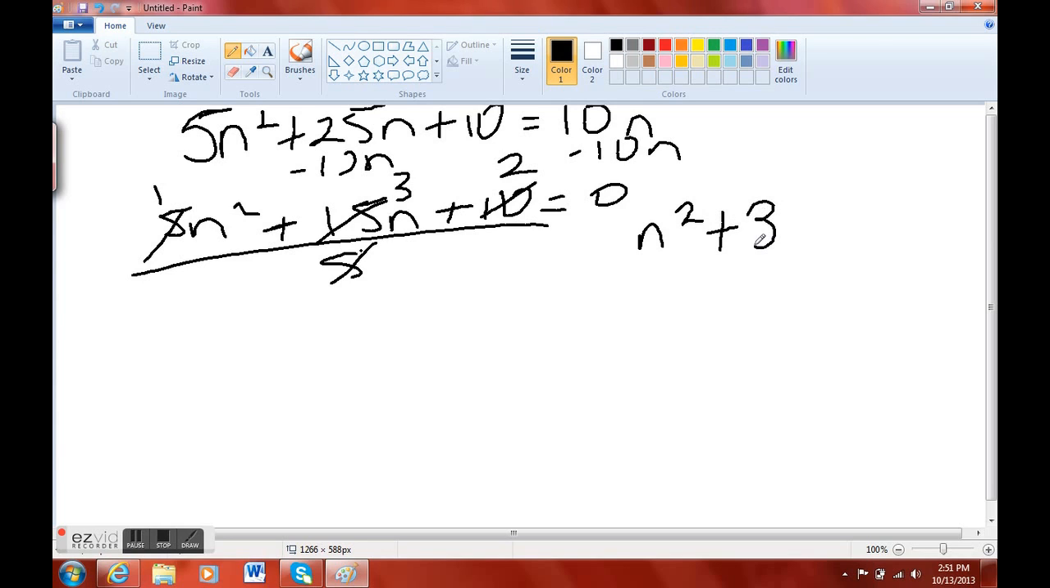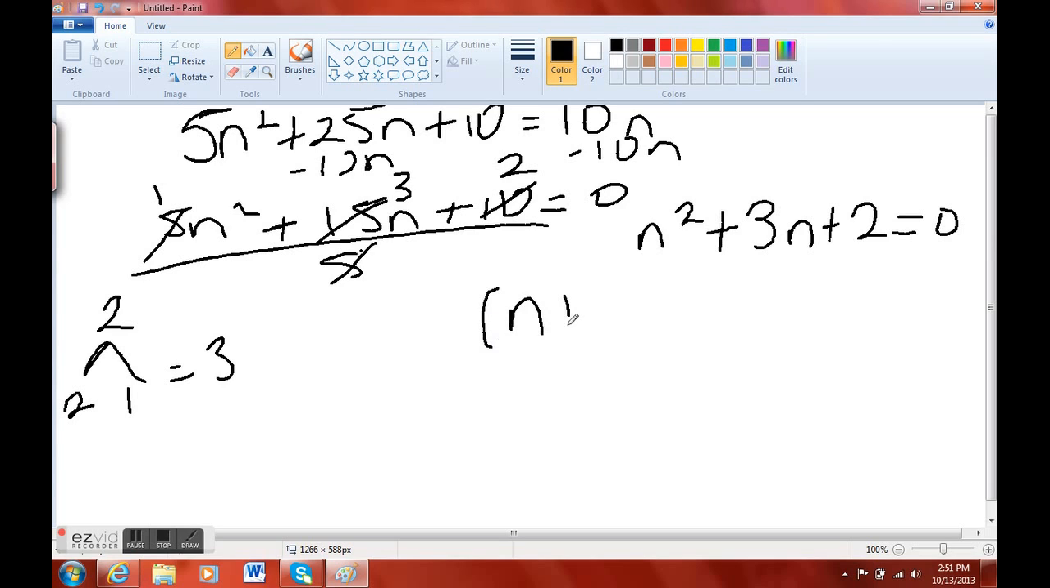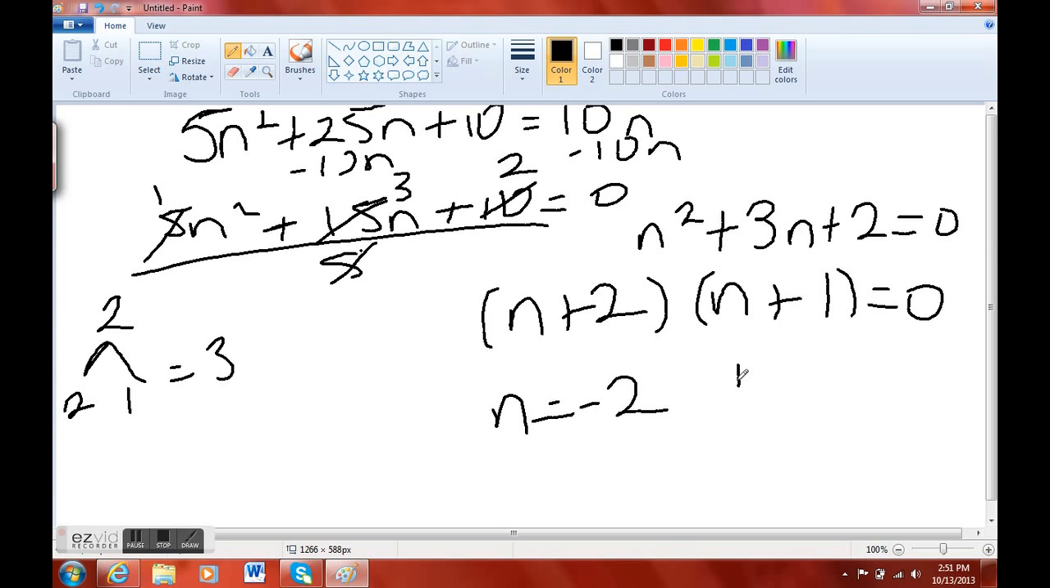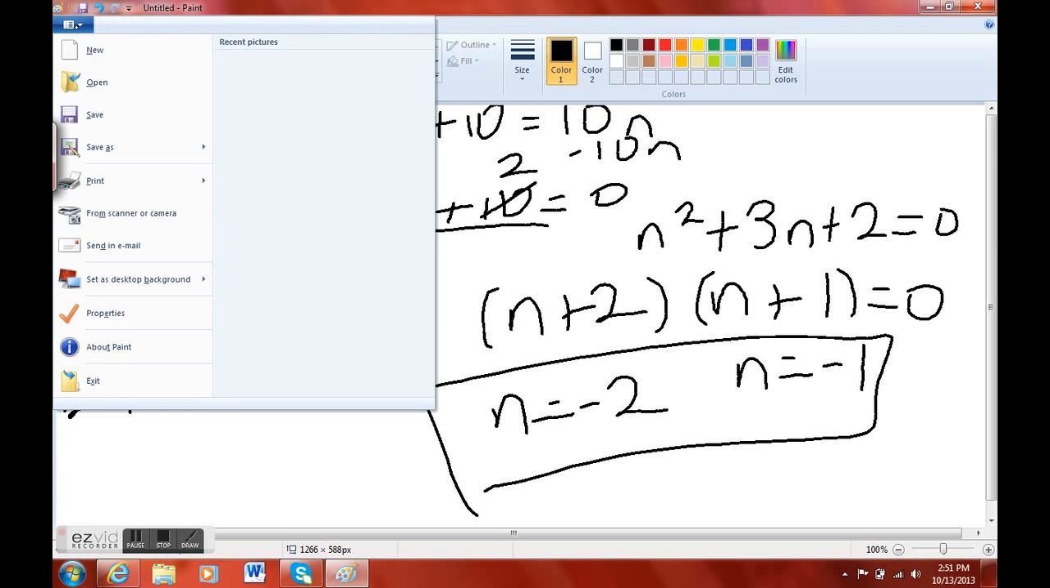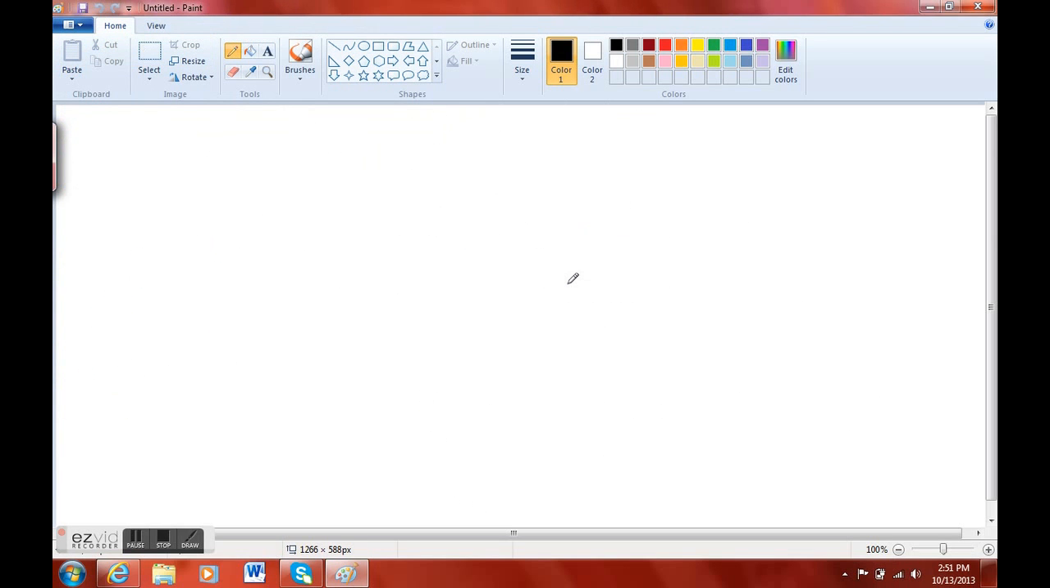Go back to the AC: the two numbers have to multiply to AC and add to give you b. So 2 times 1 is 2, and they add to give you 3. So n plus 2 times n plus 1 equals 0. You separate them and then solve for n. So n is going to be negative 2 and n is going to be negative 1. And that's your answer. Now, I'm going to give you a problem where you can try it.